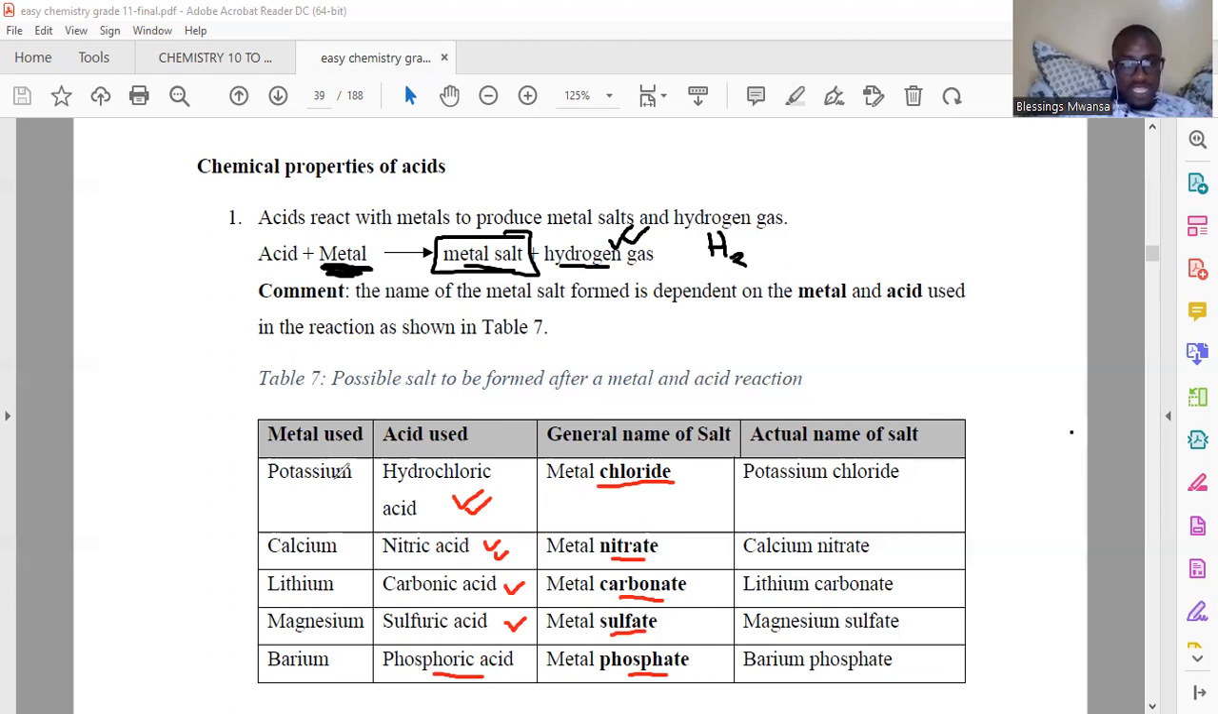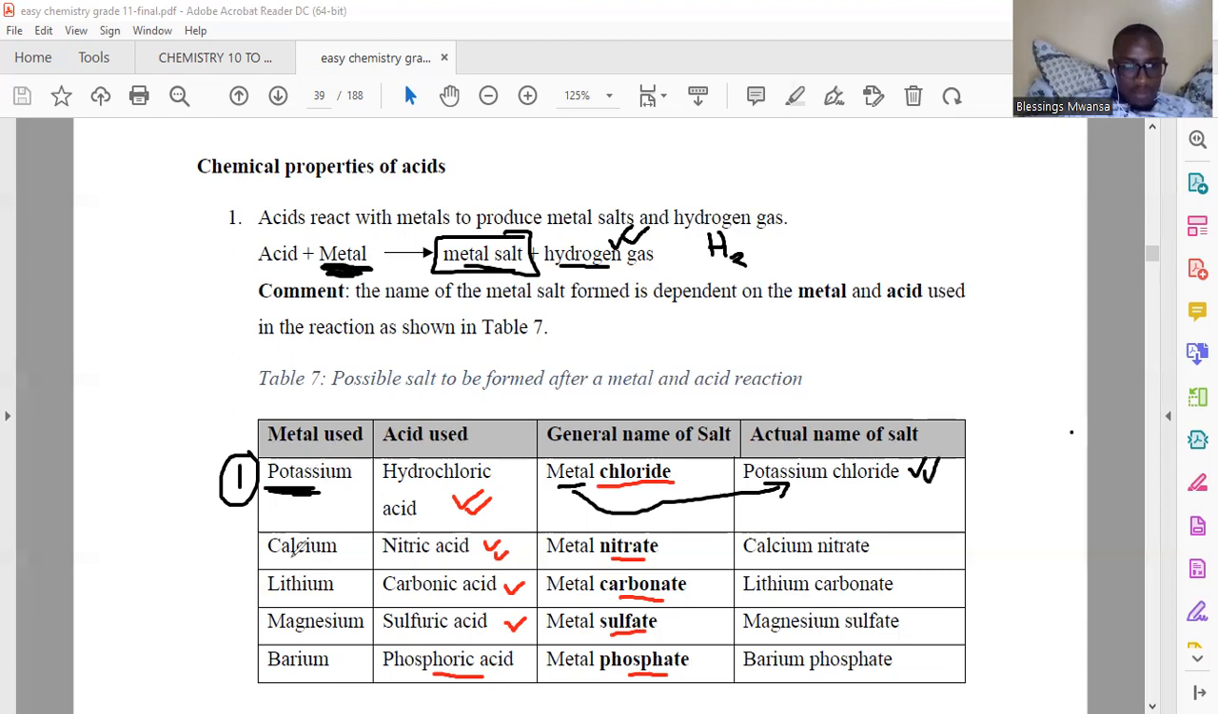So in this case, we are using potassium as a metal, and then we're using hydrochloric acid, then this name should be called a metal chloride. So where there is a metal, I will just substitute the name of the metal that I am using here. And that is why it is called potassium chloride.